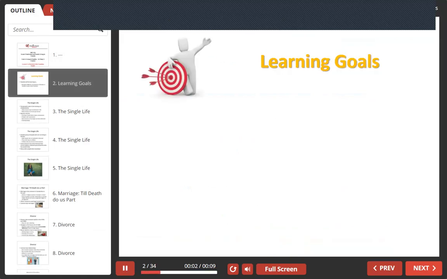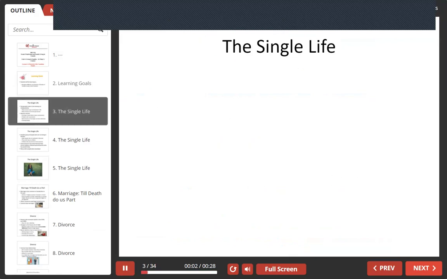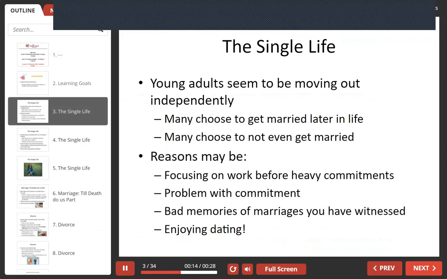So our learning goals for this lesson will be to recognize different circumstances of families in Canada as well as their functions. So first we're going to be looking at the single life. Young adults seem to be moving out independently increasingly. Many choose to get married later in life, or many choose to not even get married. Some reasons may be focusing on work before heavy commitments. They may have a problem with commitment, and there's nothing wrong with that. They may have bad memories of marriages that they have witnessed, and they just enjoy dating.